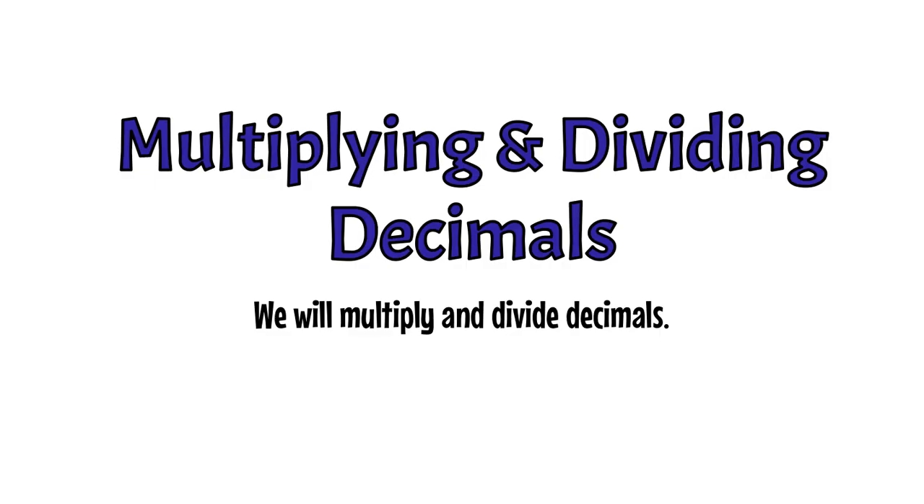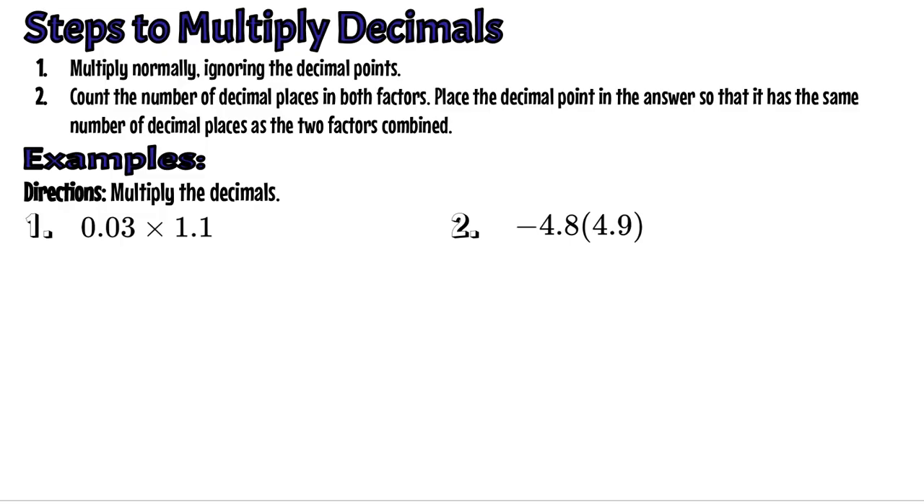In this video, we will multiply and divide decimals. When we multiply decimals, we just multiply the two numbers normally and ignore the decimal points at first. And then, when we're writing our answer, we count the number of decimal places that were in each of the factors combined, and we place the decimal point in the answer so that it has the same number of total decimal places as the two factors combined.